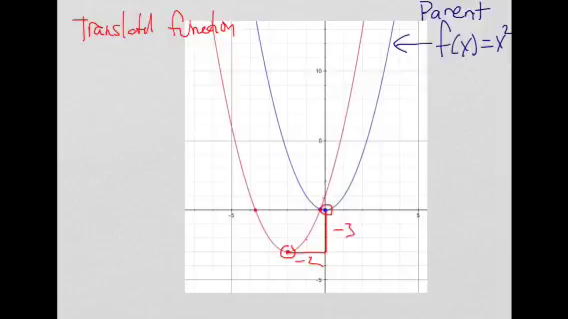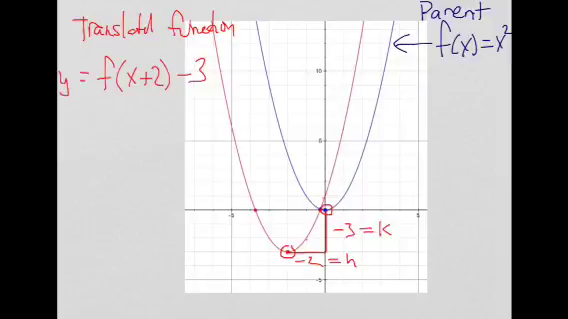So with what we remember with our translations, down 3 means our k value is negative 3. Left 2 means our h value is negative 2. So our new function is going to be f of x plus 2 for the shifting left 2, minus 3.